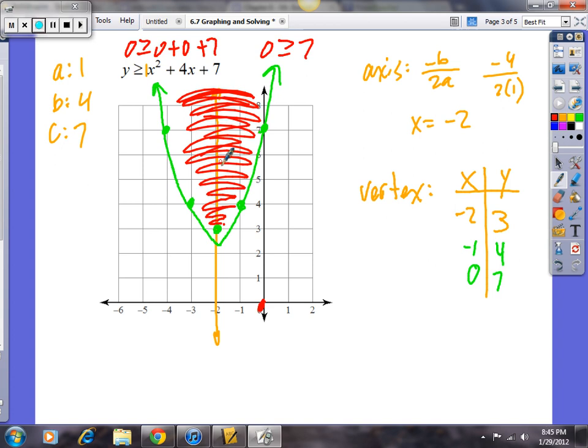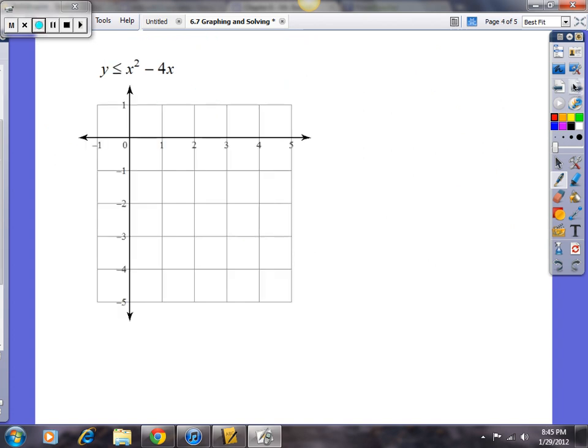So if your parabola does go through the origin, for example, if you're looking at something like this and your parabola goes through 0, 0, then you're going to have to choose another point. You're going to have to still choose something. I'd choose this guy right here. Over 1, 0. So if it's going through 0, 0, you're going to have to choose another point.